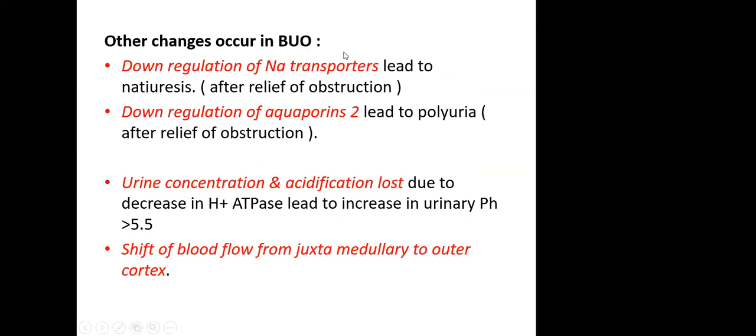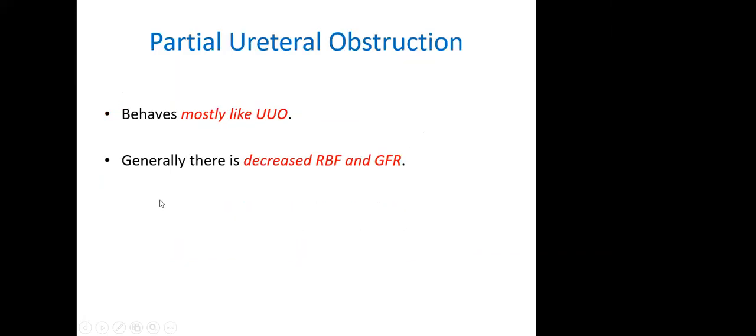What are the other changes occurring in bilateral urinary tract obstruction? Since there is a bilateral obstruction, these other factors also occur. These other changes are peculiar to bilateral urinary obstruction. One is down regulation of sodium transporters. As a result, natriuresis, that is sodium will be lost in the urine. Another is down regulation of aquaporin. As we all know, aquaporin is responsible for water reabsorption from the collecting duct. Hence, there is a down regulation. This leads to polyuria, and urine concentrating ability will be lost, and this leads to an increase in the urinary pH.